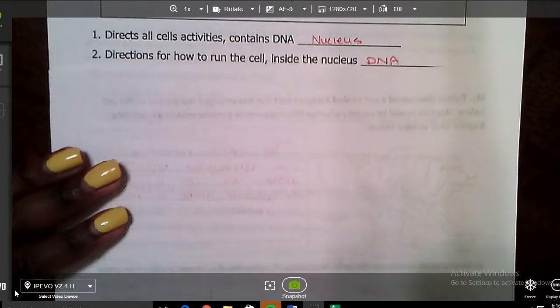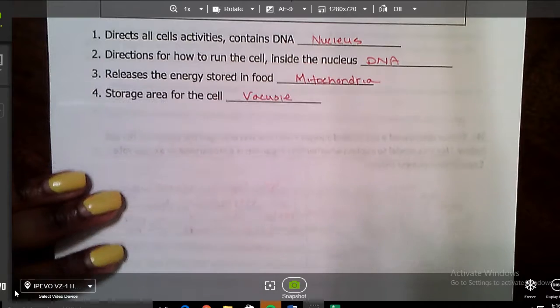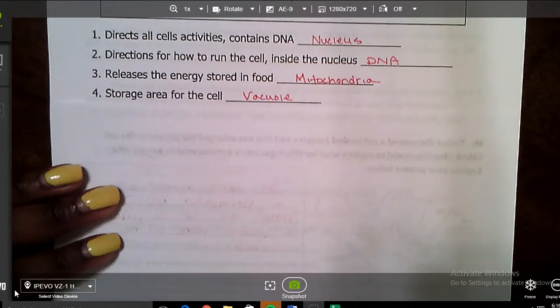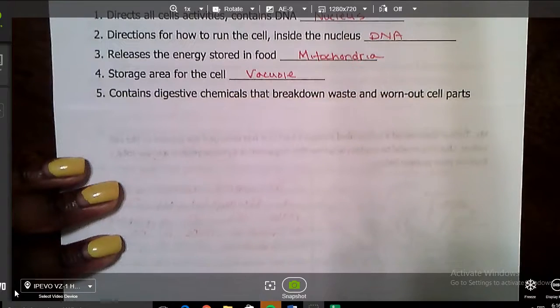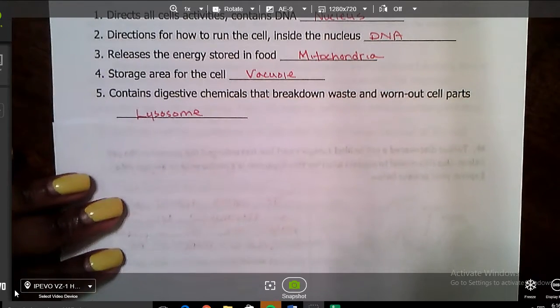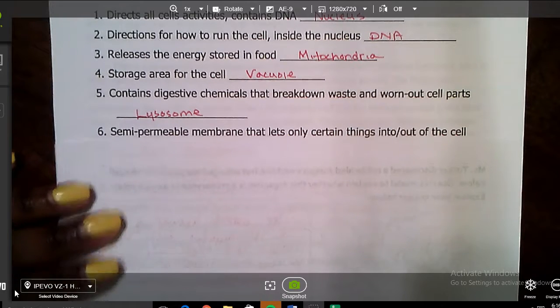All right, ladies and gentlemen, we're going to go ahead and go through the answers. So number one, directs all cells' activities. This is going to be the nucleus. Directions for how to run the cell is the DNA. Releases the energy stored in food, mitochondria. Storage area for the cell is the vacuole. Contains digestive chemicals that break down waste and worn out cell parts. We know it's the lysosome. Semi-permeable membrane that lets only certain things into the cell.